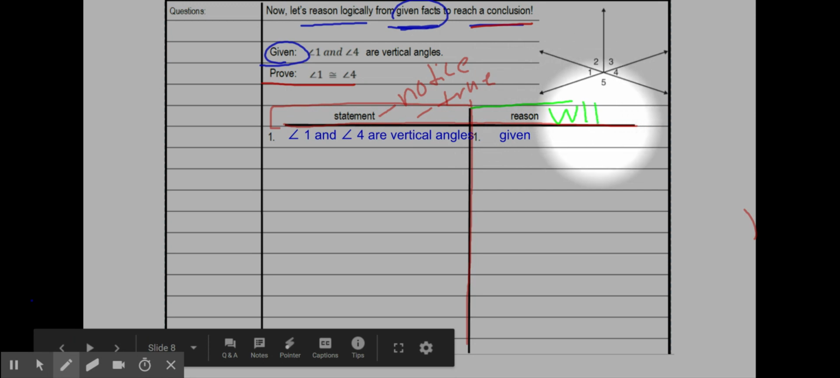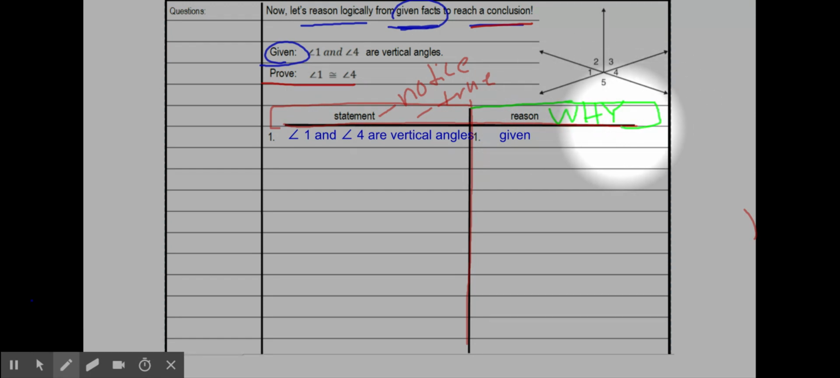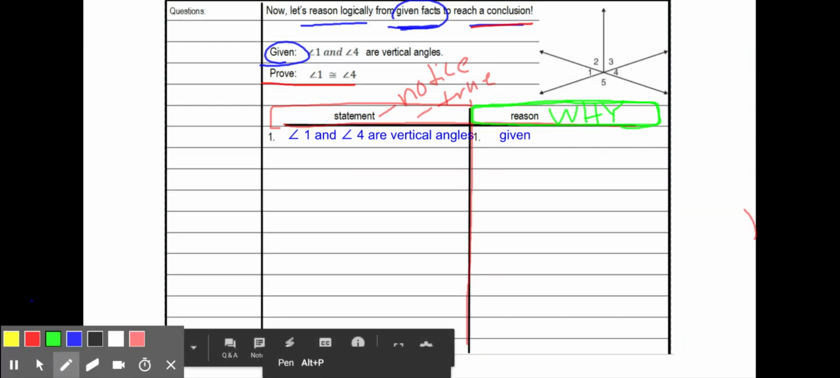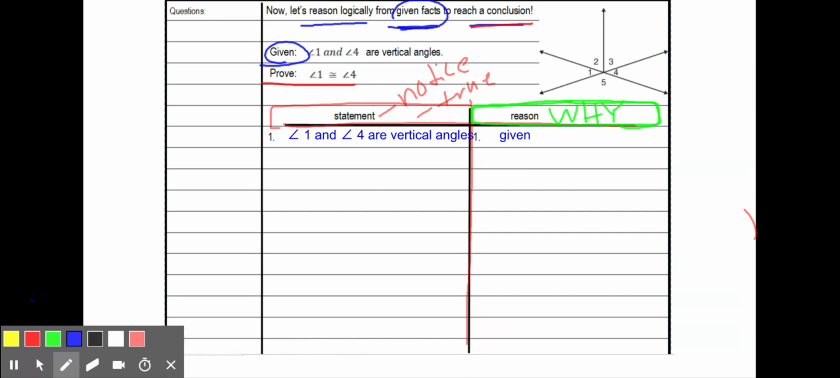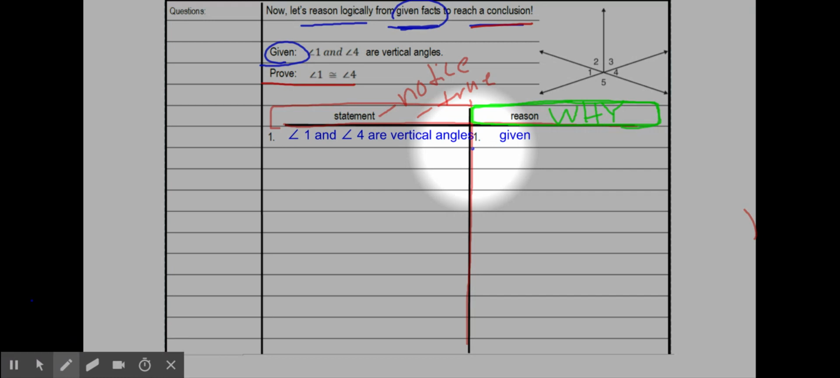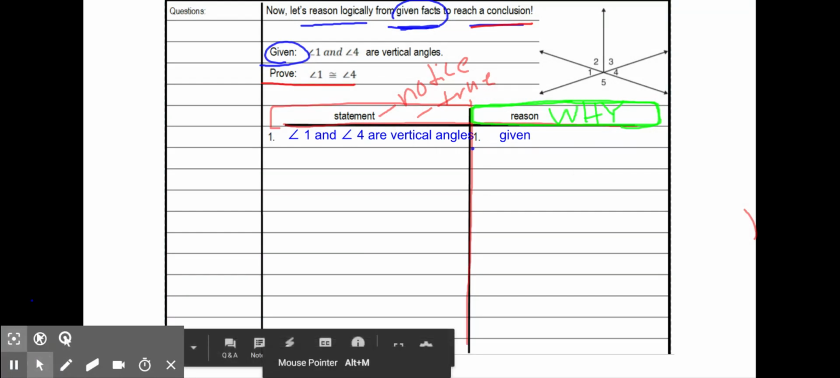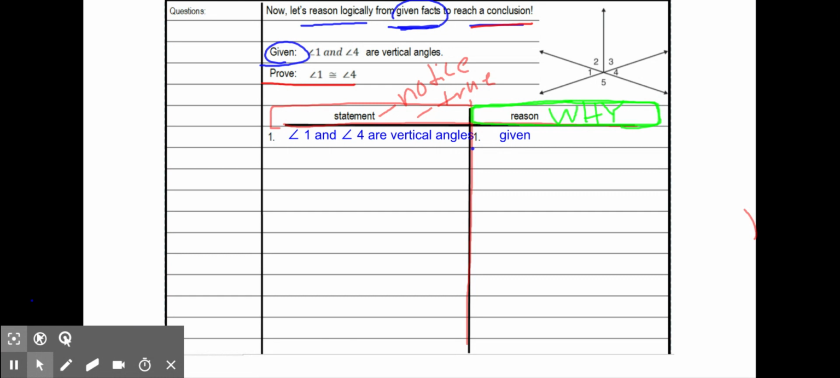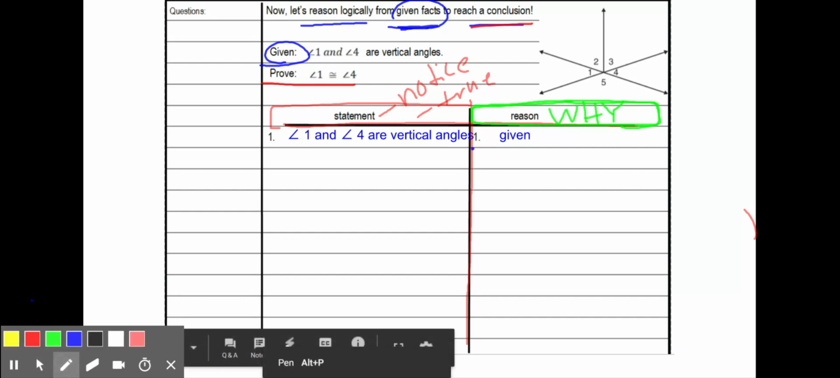Every time you write a statement on the left, think of a younger brother or sister, a younger cousin, or somebody that you babysit that's in that why stage, endlessly asking why. So when we have the statement angle 1 and angle 4 are vertical angles, how do we know that? Why do we know that? The reason is that it's given. From here, it's not a lot to go on. I could define vertical angles, but I'm going to start with something that I notice.